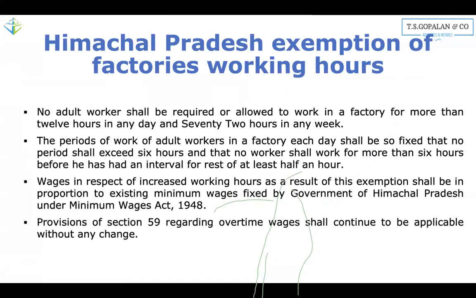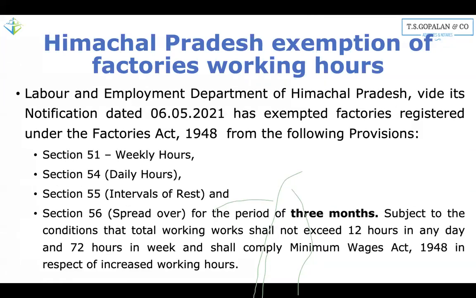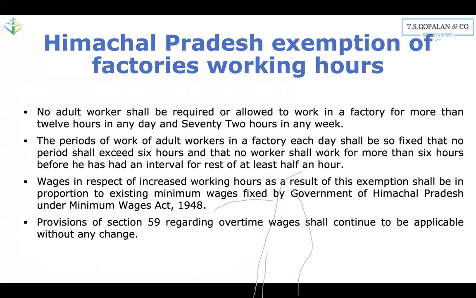But the last part is the interesting part. It doesn't make sense. After granting, if I just go back, they're given an exemption under weekly hours, they're given exemption for daily hours, and the intervals of rest and spread over, everything is being exempt. They say that Section 59 overtime wages will continue to be applicable. We are not sure as to what they mean by this when they're given an exemption on the number of hours they can work. So does it mean that you can work till 12 hours, but you'll be entitled to overtime wages still, is a question that we may need to see, but it appears to be that's the logic behind the regulation.